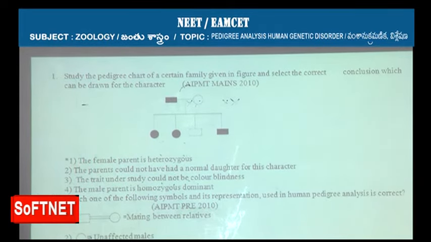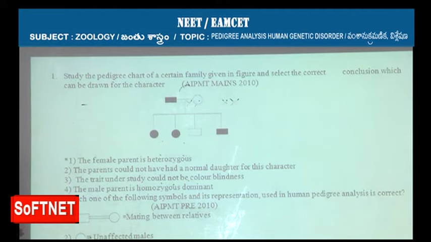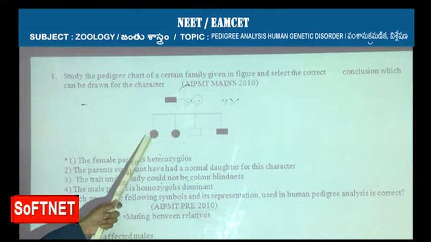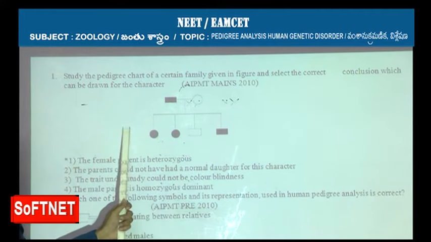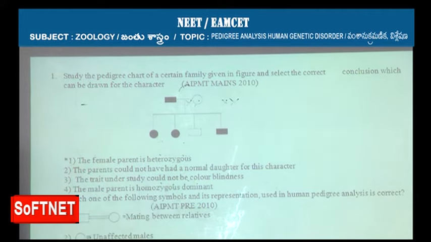As I told you earlier, if one of the parents is affected and most of the progeny are affected irrespective of the sex, it is obviously an autosomal character. And again, in that autosomal dominant character, whether it is homozygous or heterozygous: if it is homozygous, all progeny should be affected. If most of the progeny are affected and very few progeny remain unaffected, then it should be autosomal dominant heterozygous. So the female parent is actually heterozygous.